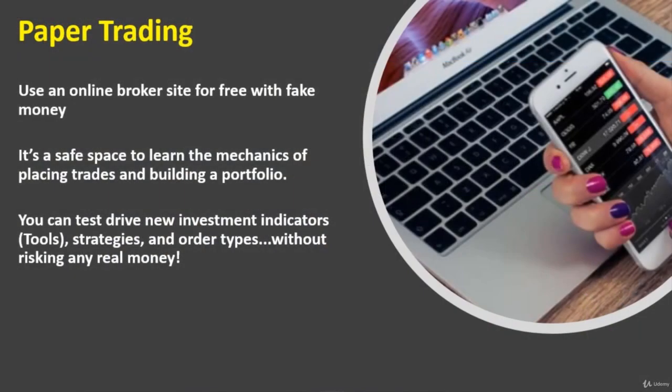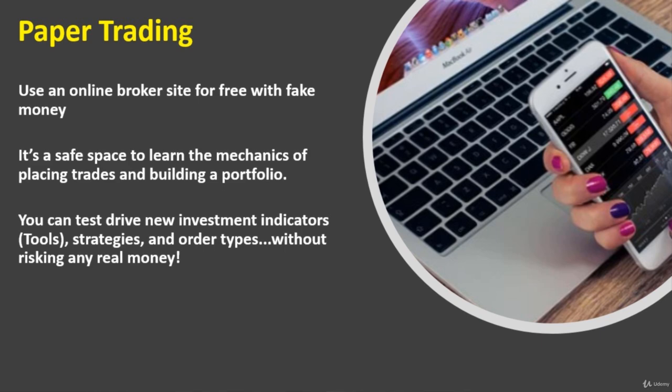So paper trading is where you can basically trade for free. Almost all, I think, online broker sites will offer this for free with, in effect, fake money, whatever your currency is, whether it's dollars or euros or rupees. So you want to look for whether they're offering paper trading. All it is, you basically get the practice for free. It's with fake money. It's a safe space where you can learn the mechanics of placing trades and building a portfolio and trying different things that you might learn through the course. And you can get real comfortable with it before you start actually testing with real money.